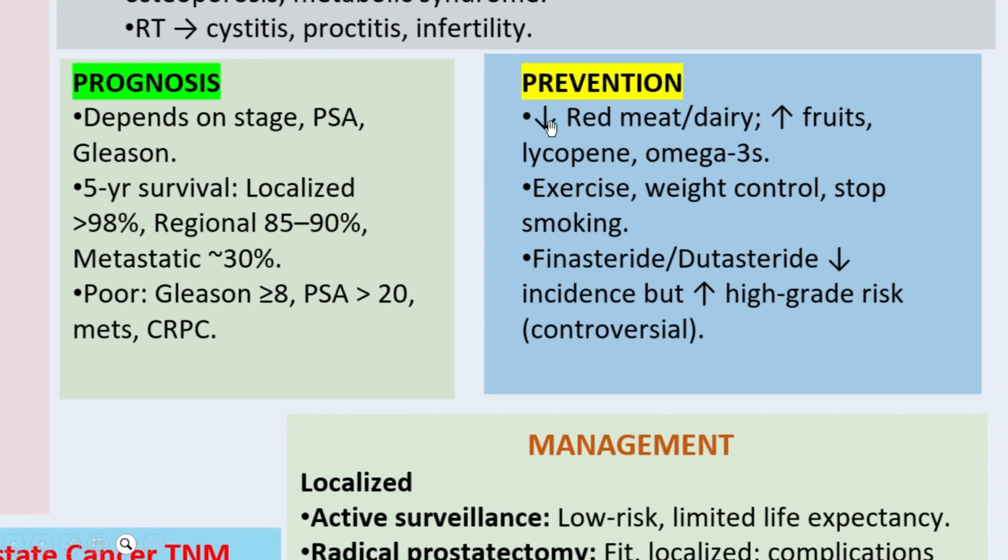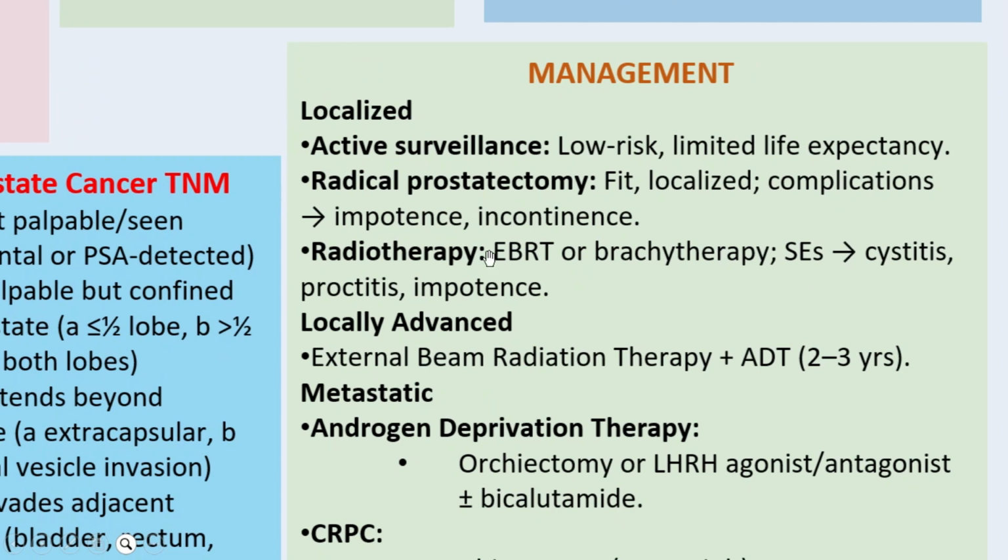Then the prevention: we want to decrease red meat and dairy, and increase fruits like tomatoes, which have lycopene. We want to use omega-3s, exercise, weight control, and stop smoking. Then some drugs like finasteride and dutasteride, which are anti-androgen drugs, are going to decrease the incidence of prostate cancer, but in some cases they're also going to increase the high grade risk, because you may not experience the symptoms of the cancer earlier on, and by the time you realize things have gone out of hand, it's too late and you have an advanced grade.